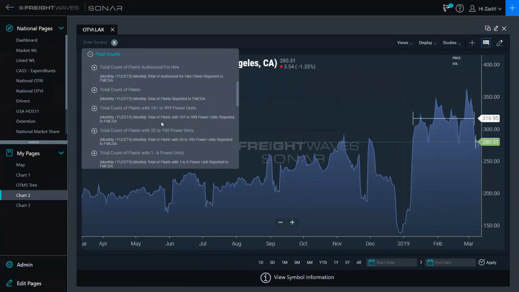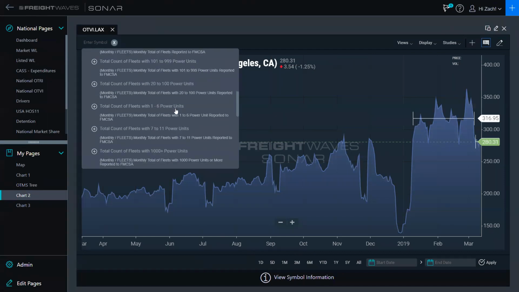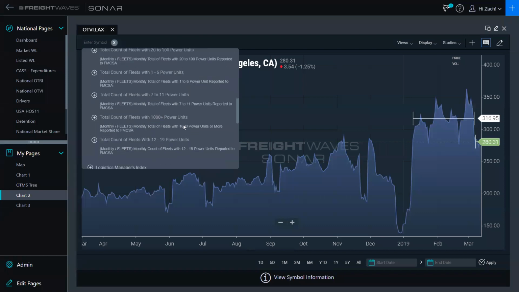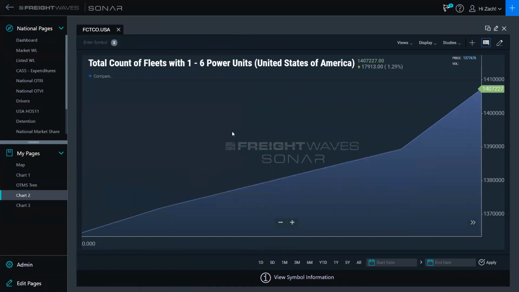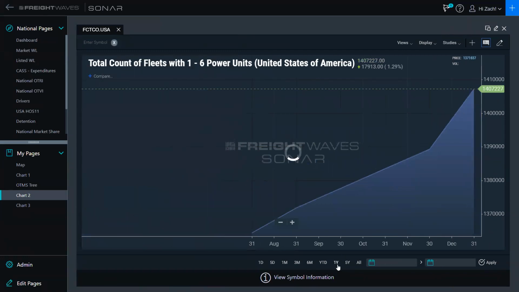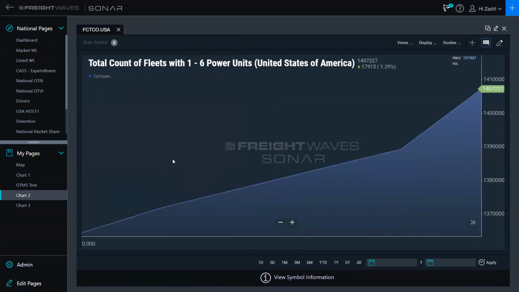We've organized it by size of fleet, so you can see it goes 1 to 6, 7 to 11, 12 to 19, 20 to 100, 101 to 999, just to see how many power unit fleets there are registered in the country currently. We are going to do further work with this to shore this up.